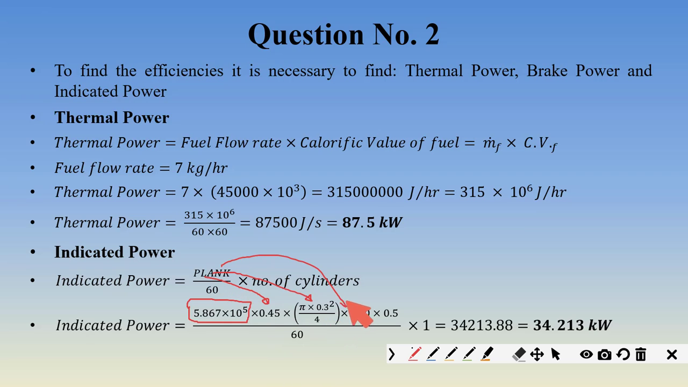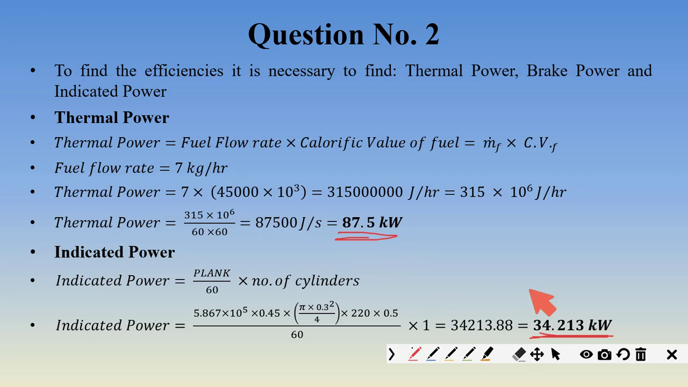What is RPM? 220. It is given in the sum. I have just forgotten to write it in the given data. And what is K? K is 0.5. Why is it 0.5? Because it is a 4-stroke engine. K is a constant. It is 0.5 for 4-stroke engine and 1 for 2-stroke engine. Into number of cylinders. Number of cylinder is 1. So substituting all these values, I get the value of indicated power.